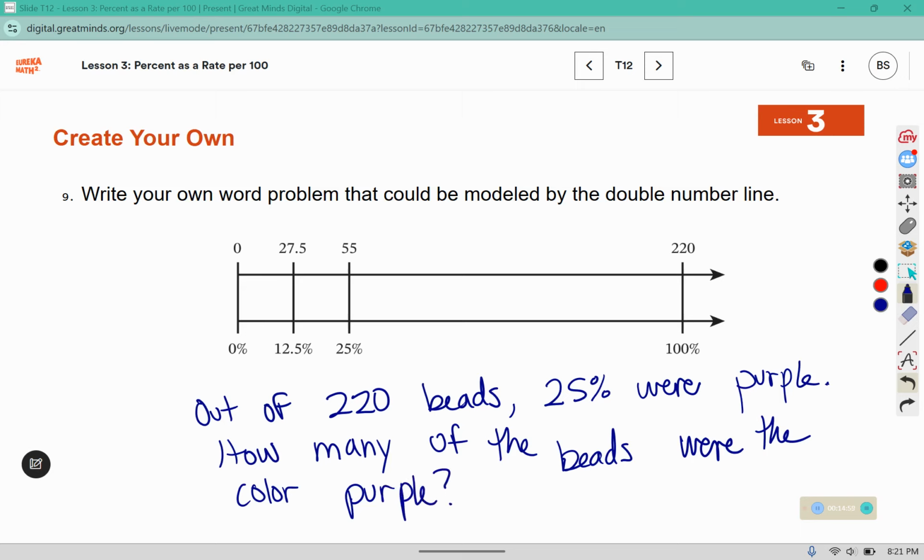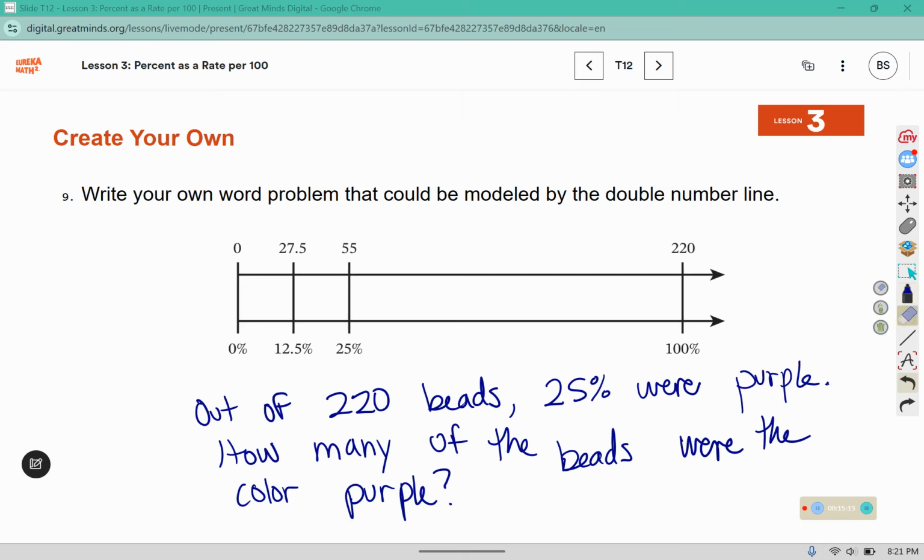So if we were to answer our own question, at 100%, we had 220 beads. 25% of them being purple would be 55 of them are purple.